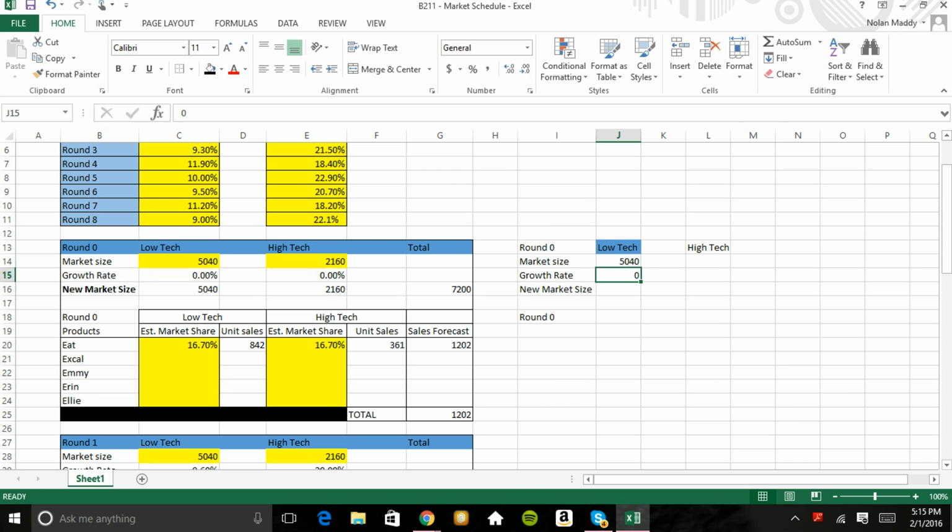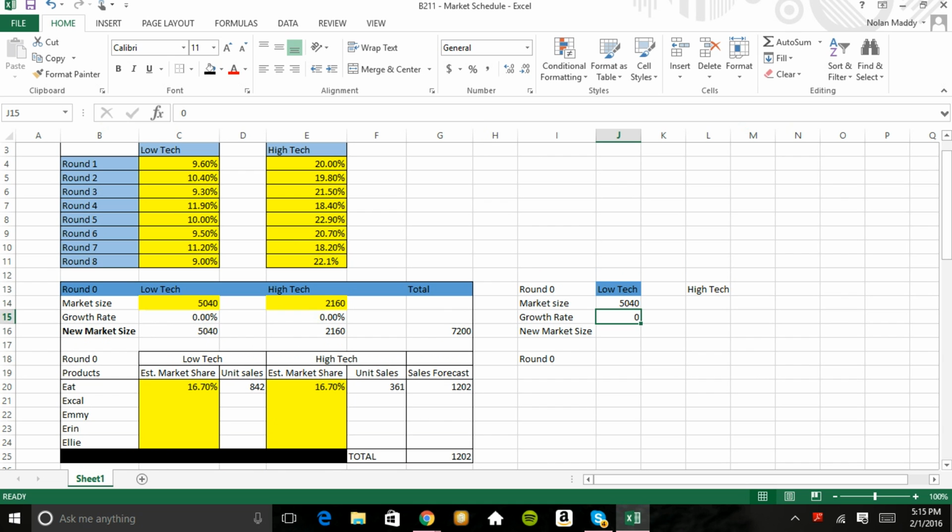That will change for the rest of the rounds, and that's where this table comes into play. So really all you have to do is, I'm assuming everyone needs help with the formulas. You hit equal sign, and then you select the market size. Then you multiply it by, so you asterisk, then you put a parentheses, and you click 1 and then add the growth rate. Then you close the parentheses, hit enter, and that is going to be your formula for that.